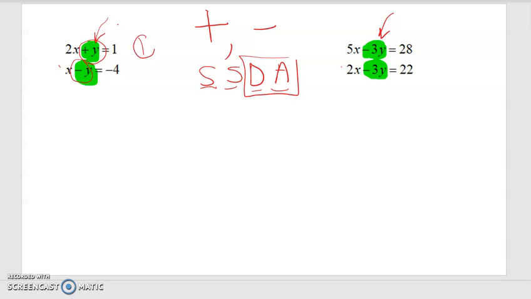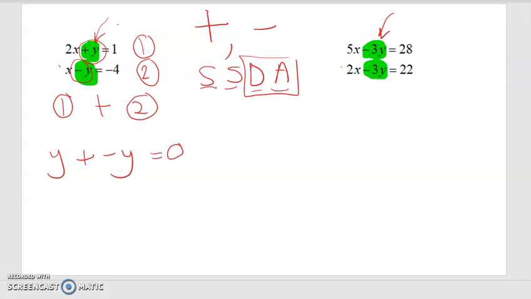In this first example, I would add equations 1 and 2 together. When you add the green terms, that's y plus minus y, I hope you can see that we get 0, which means the y terms are eliminated, and then I can add the x's and the constant terms and find x.